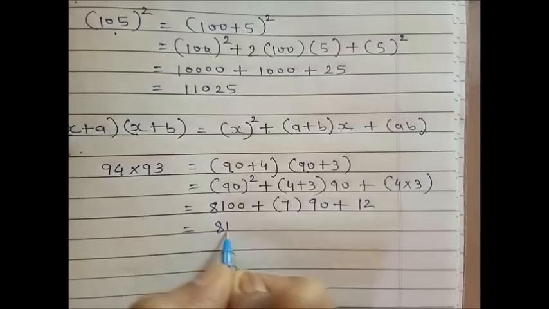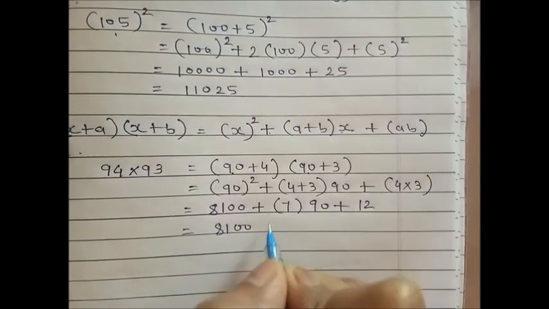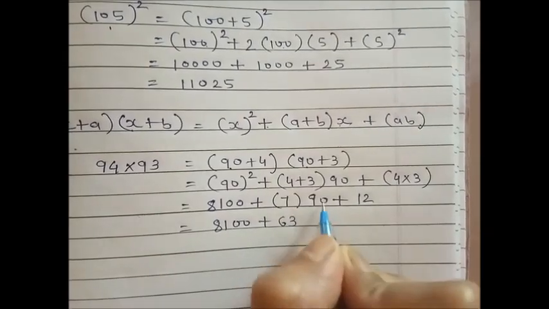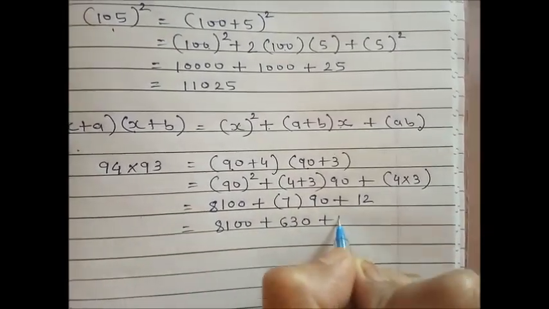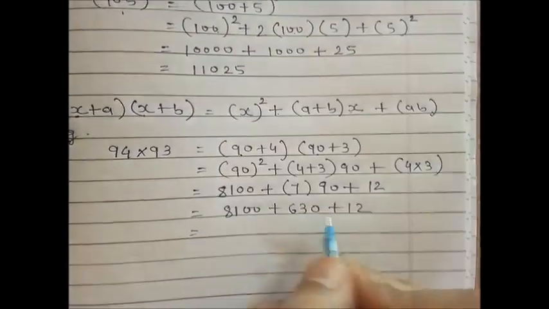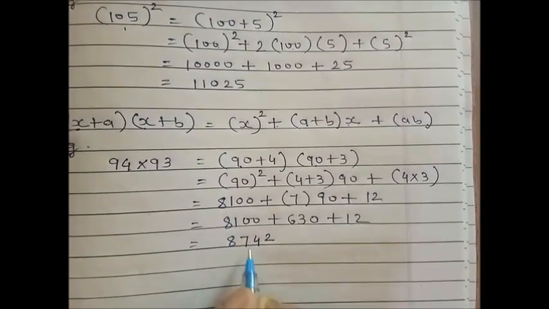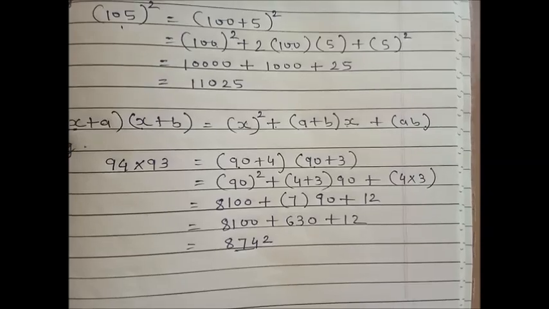Now 8100 plus 9 sevens are 63 and 1 0, plus 12. Now addition of this entire, that is 8742. This is your answer, right?